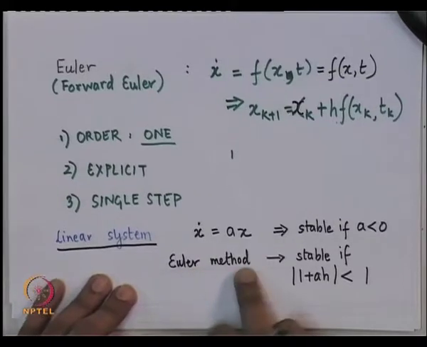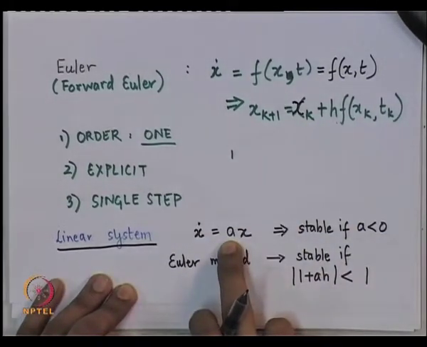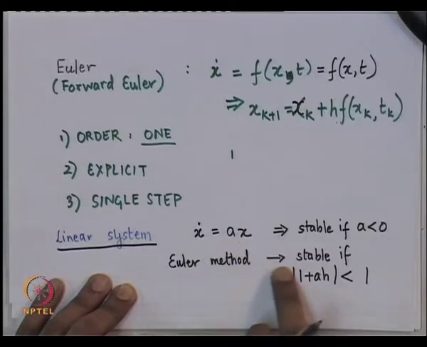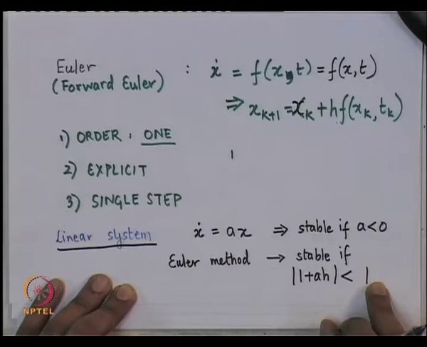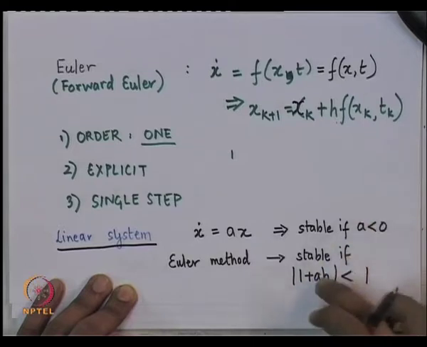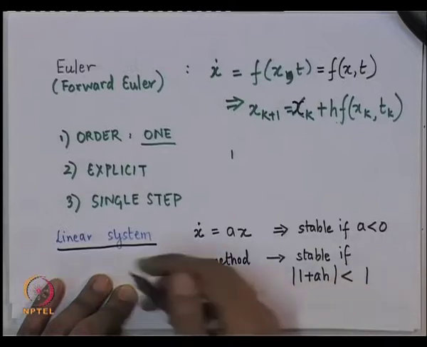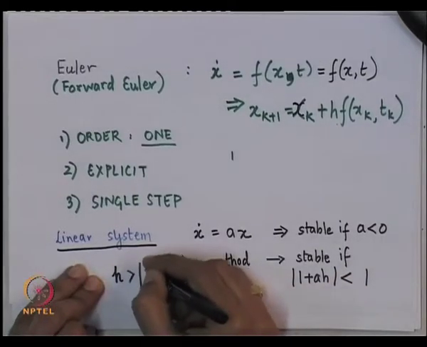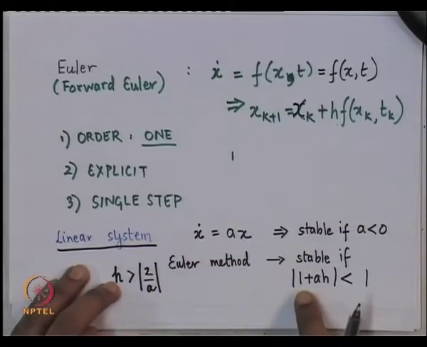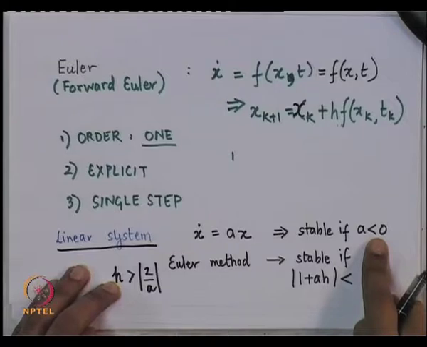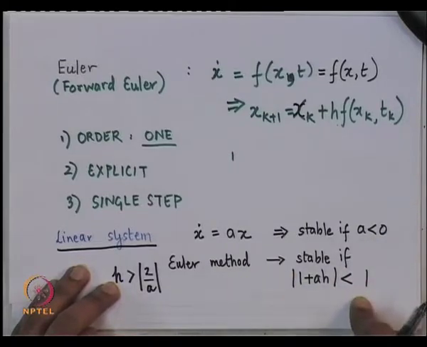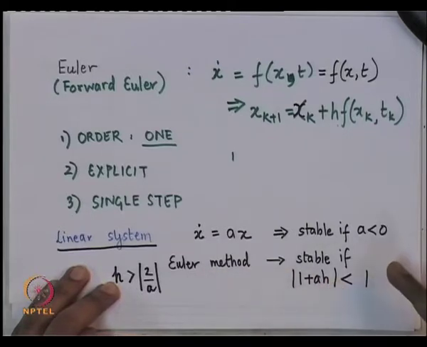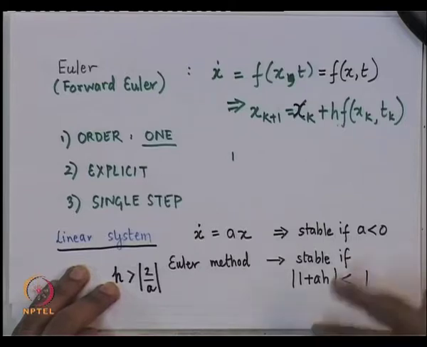If you apply the Euler method, with f(x) being nothing but a x, the Euler method tells you that the system is stable if the absolute value of 1 plus a h is less than 1. So, obviously, these two conditions are in fact not equivalent. If h is greater than 2 by mod a, then even though a is less than 0, you may still have the Euler method showing the system to be unstable. So, when you integrate the system, the Euler method may give you wrong answers, not only inaccurate but qualitatively wrong. It may show a stable system to be an unstable one.